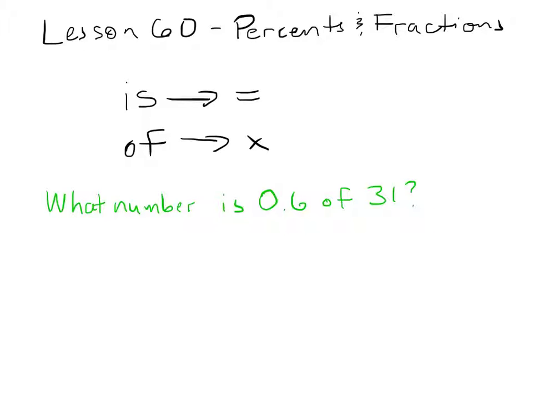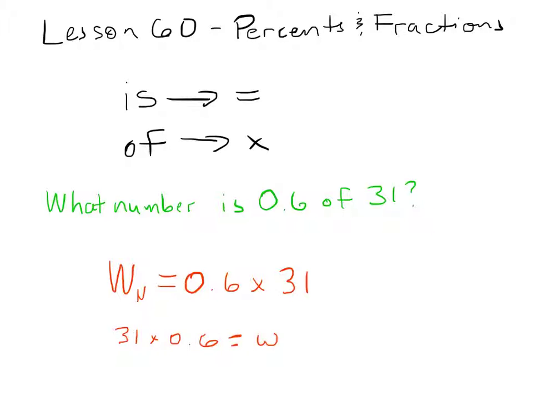So we're going to use what number. Then we get "is," that's equals 0.6, and then the word "of" becomes multiplication, 31. So here we have our math problem. 31 times 0.6 is what number? So I should rewrite that. 31.0 times 6 equals, I'm just going to call it a W there. So that's the type of problem that we're going to be doing.